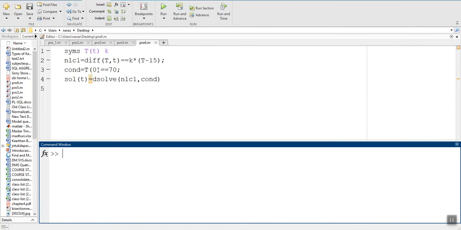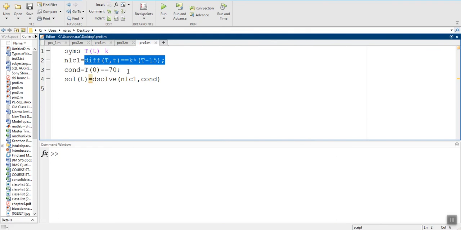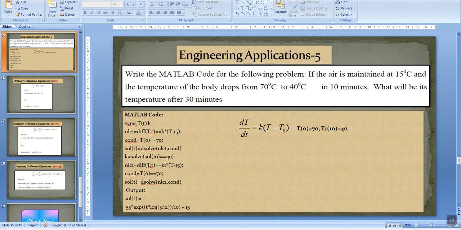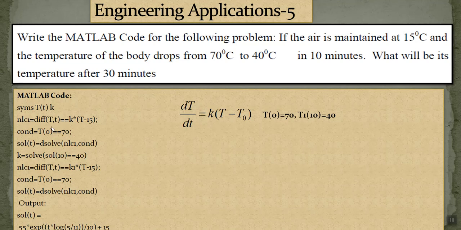CLC. So, the diff function is given, the differential equation is given, and some condition at 0 is also given. If you run the program, you will get the solution in terms of K only, some equation in terms of K only. So, we don't know the K value. For solving the K value, write another code. Use the solve function for finding the K value. K equals solve of the solution at T equals 10. Now, we are applying the second condition, at T 40 degrees. Solve 10 equals 40, then you will get the K value.